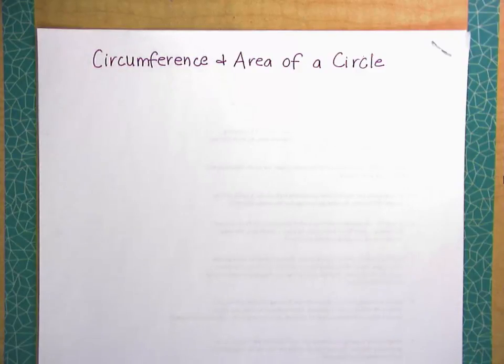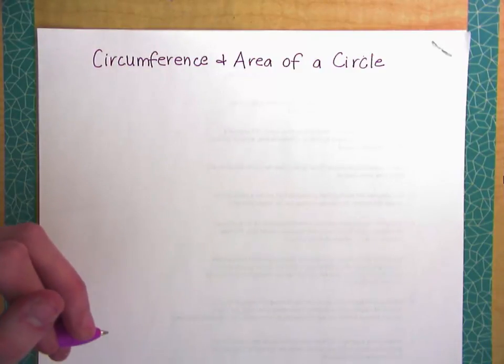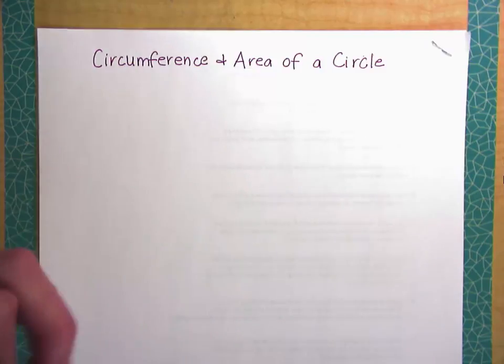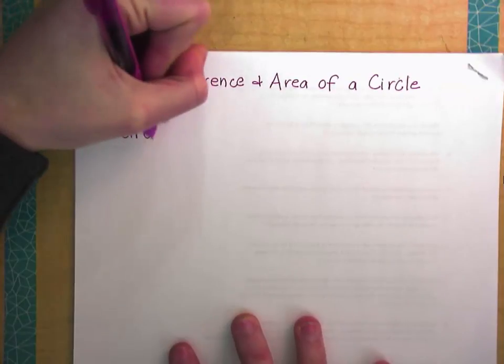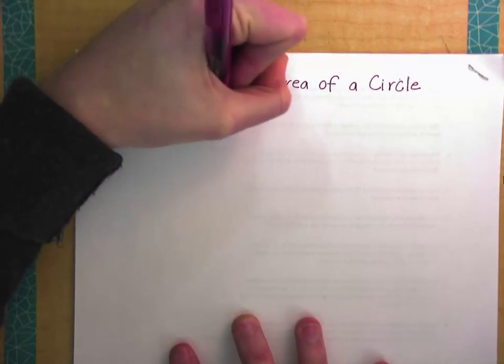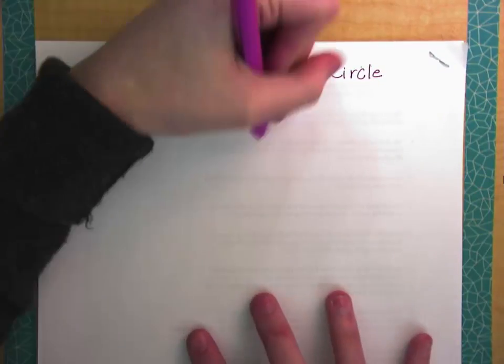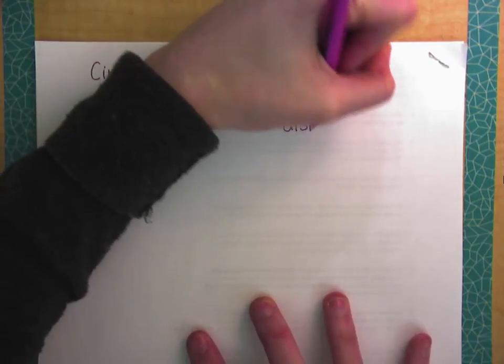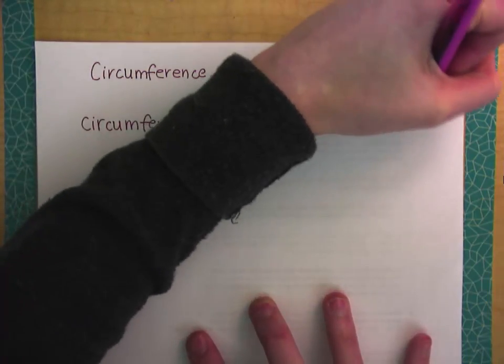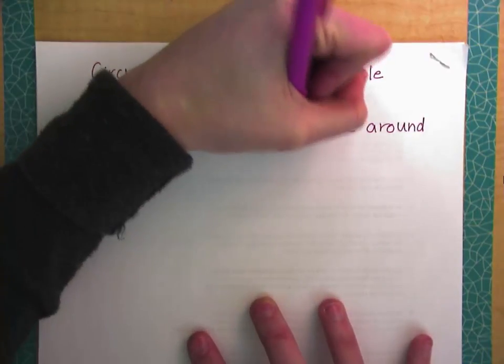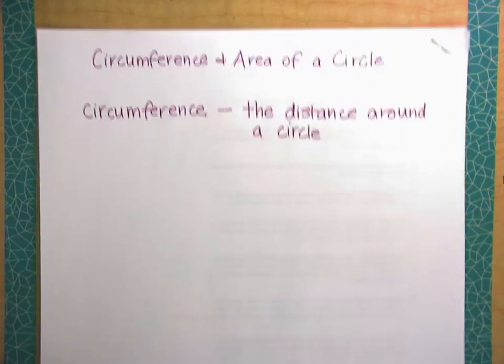So, can anyone tell me what circumference means, or what the circumference of a circle is? Anyone heard of that before? Sandy? Yes, it is basically like the perimeter of a square or rectangle, but when we're talking about a circle, we call it the circumference, okay? All right, so the circumference is basically the distance around the circle. The circumference is the distance around a circle.